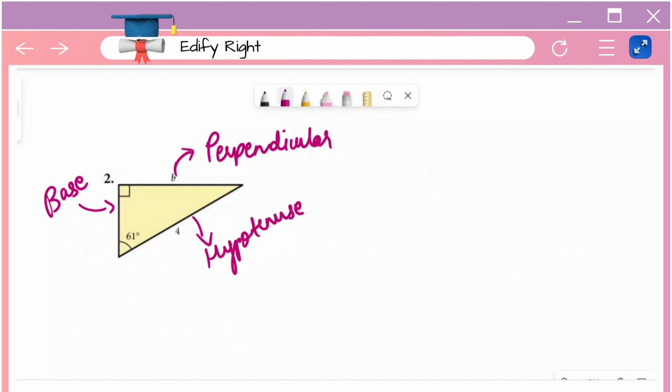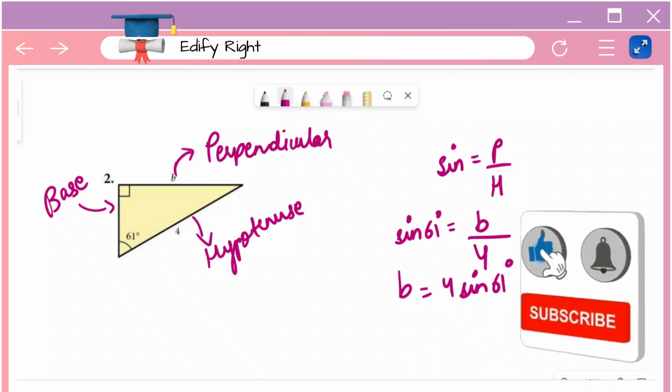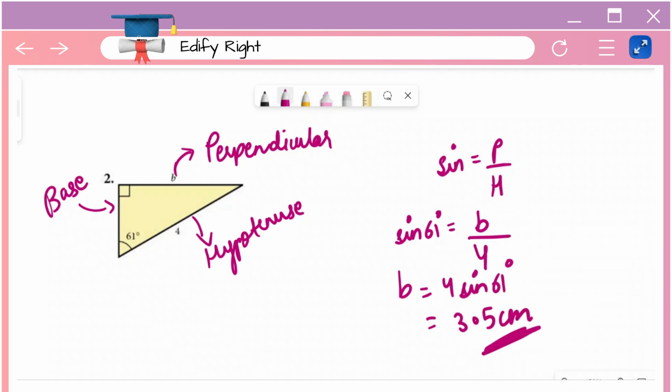So as you can see, we have the hypotenuse, we need to figure out the perpendicular, we also have an angle. The best trigonometric ratio that you can use is sine over here, which is given by perpendicular upon hypotenuse. So I'm going to take sin 61 here, that is equal to perpendicular, which is b, upon hypotenuse, which is 4. So b is equal to 4 times sin 61, that is equal to 3.5 centimeters. So that's the measure of side b.